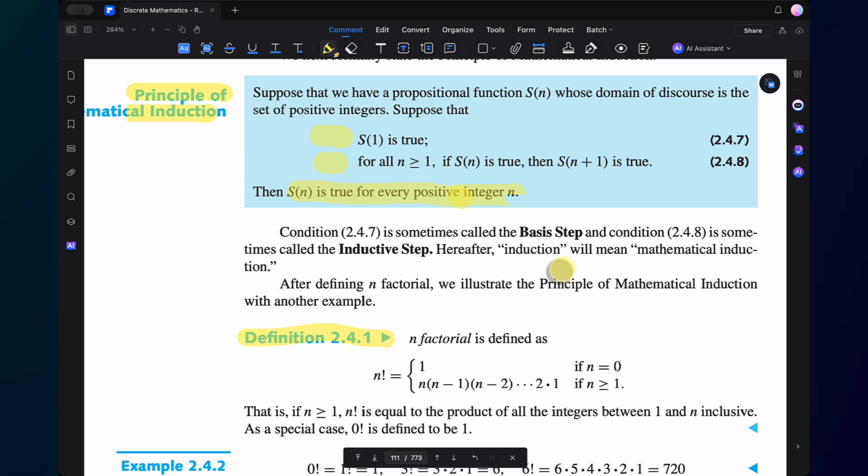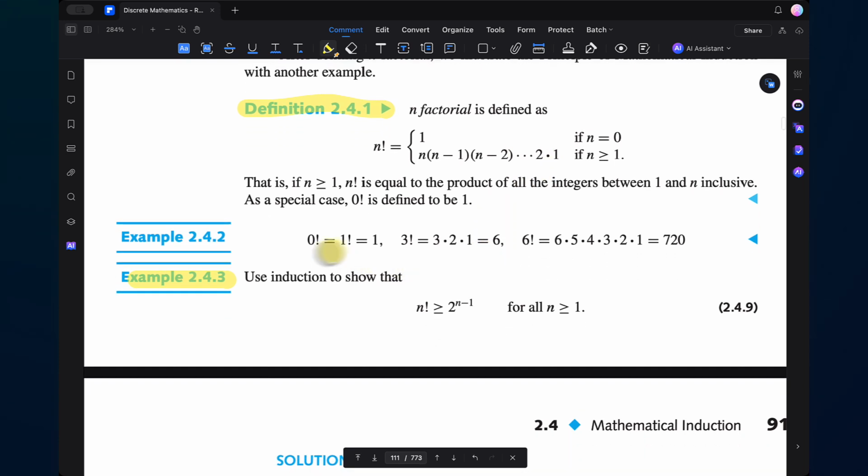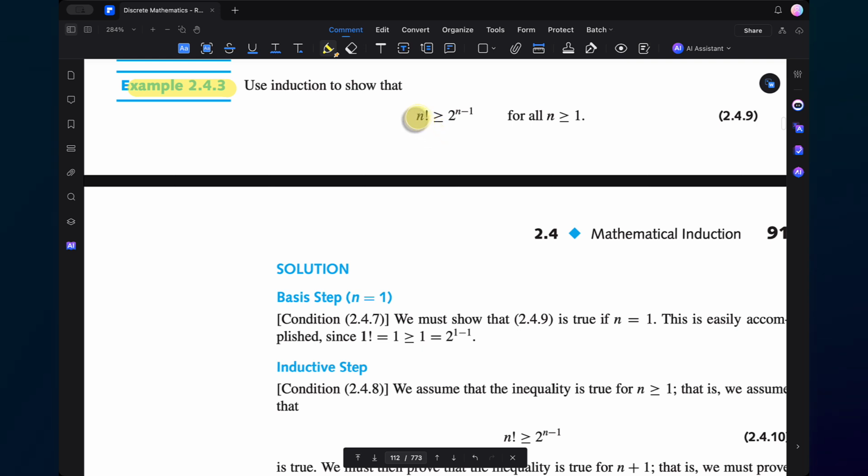And so, okay, here's a nice definition that we'll be using through the course quite a bit. The idea of factorial. So n factorial is defined to be 1 if n is 0, and otherwise you just multiply all the numbers less than or equal to n together to get n factorial. Here are some examples. All right, let's go through this example. Let's use induction to show that n factorial is bigger than or equal to 2 to the n minus 1.